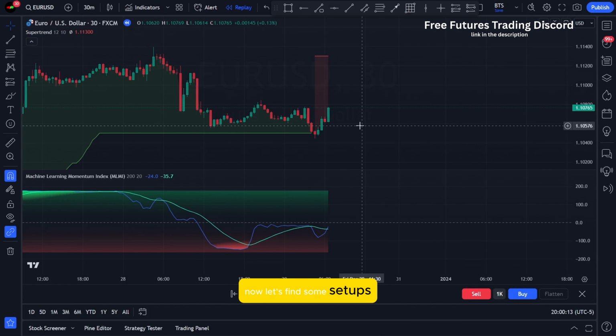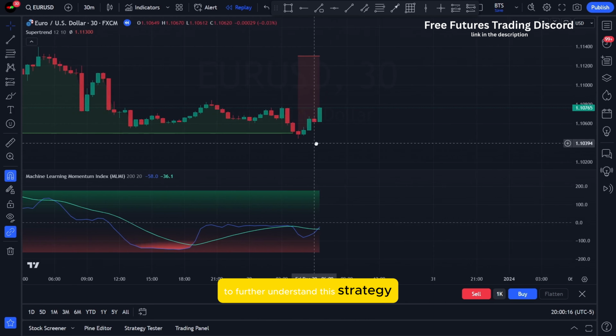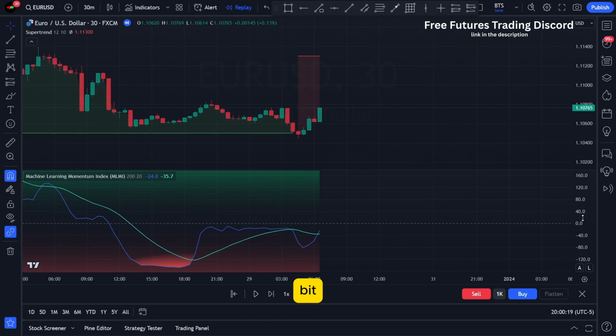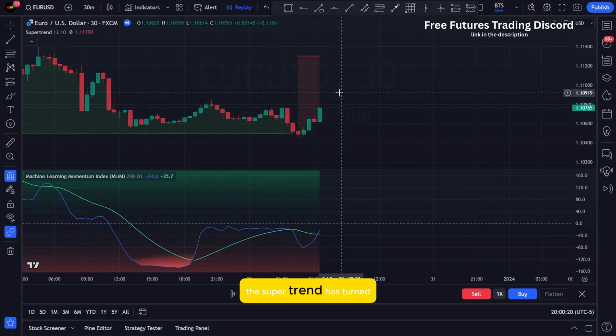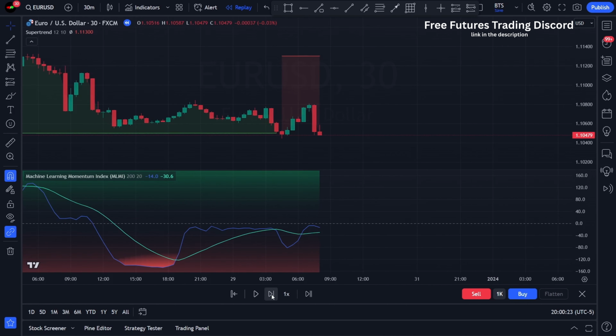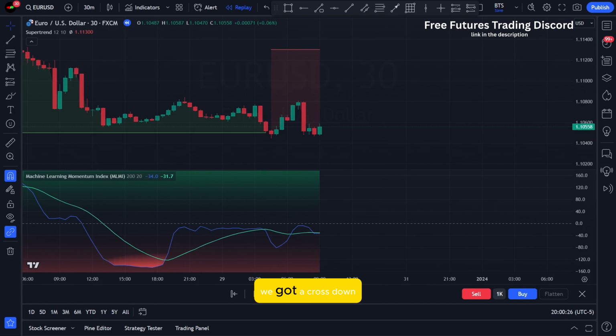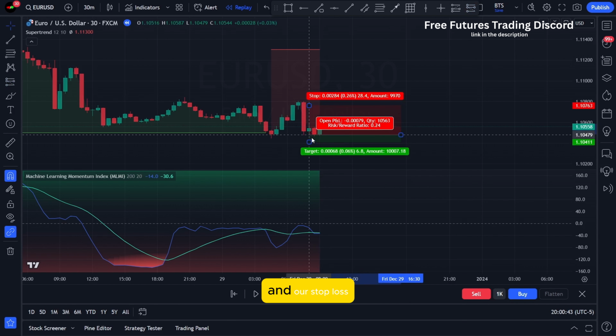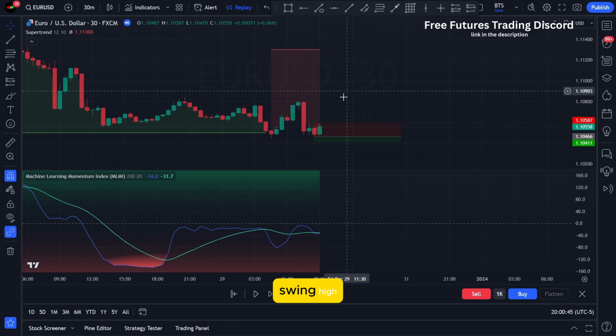Now let's find some setups on the charts to further understand this strategy visually. Let me expand this a bit. Here we can see that the super trend has turned red, which means that we will only be looking for short trades now. And that means that we need to wait for the blue line to cross below the green line. We gotta cross down here. If it's hard to see if it actually crossed down, we can look at the values over here and that'll tell us for sure. We will put an entry just below the low of the candle that triggered the cross down. And our stop loss goes above the most recent swing high.